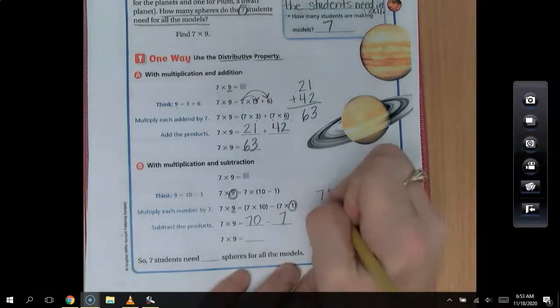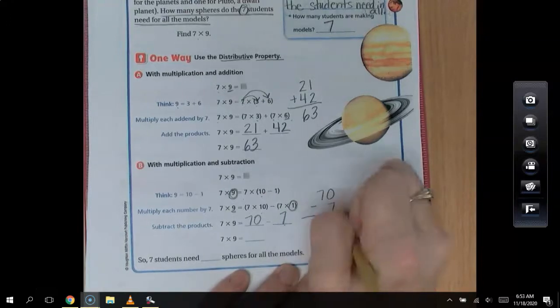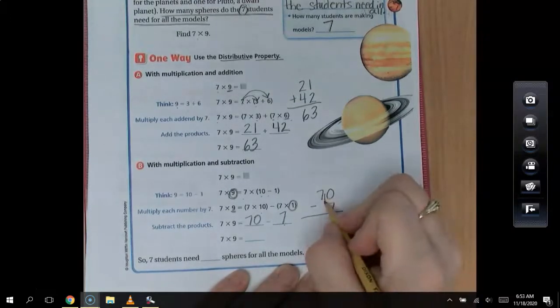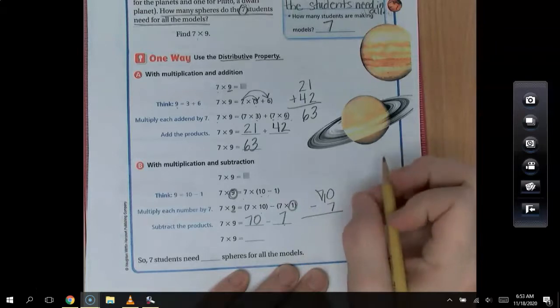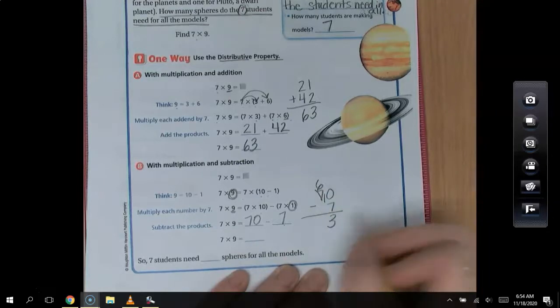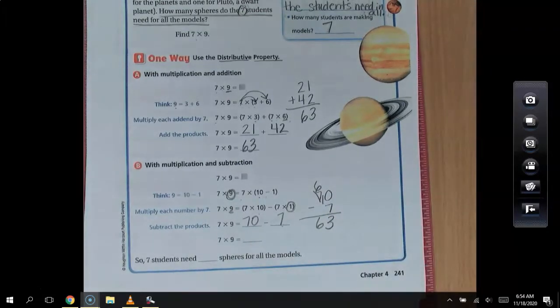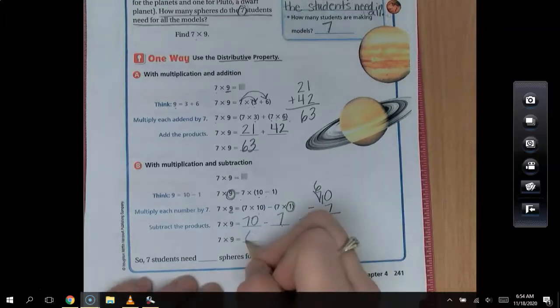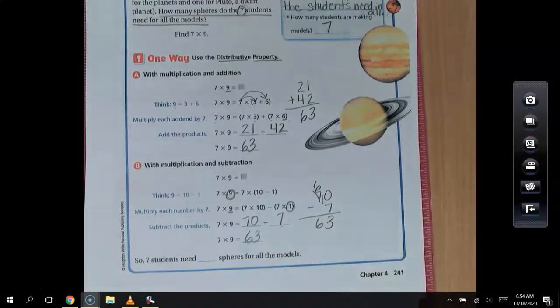So if I did 70 minus 7, I can't take 0 minus 7, so I have to borrow. 10 minus 7 is 3, and 6 minus nothing is 6. So my answer is 63. Okay. Now those two may be a little bit confusing for you. So like I said before, if this is confusing, the best way to know what 7 times 9 is, is to memorize those facts.